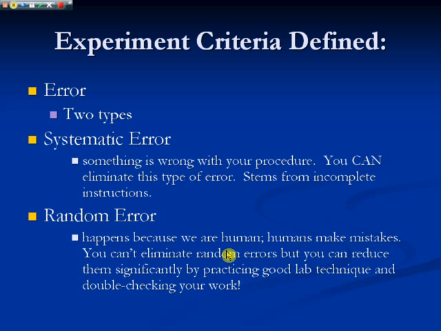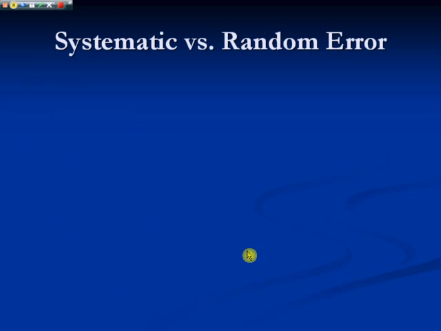And the last thing, of course, then is random error. Random error happens because we are human. Humans make mistakes. You cannot eliminate random errors, but you can reduce them significantly by practicing good lab technique and double-checking your work. Now we'll just kind of run through a couple systematic versus random errors that you can try on your own.